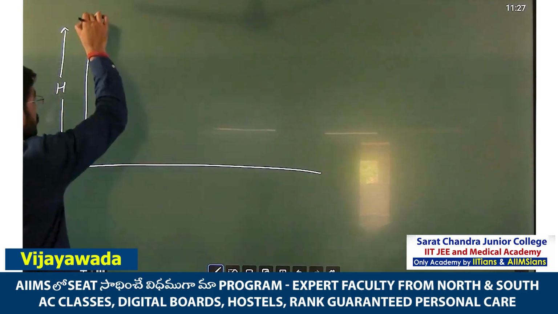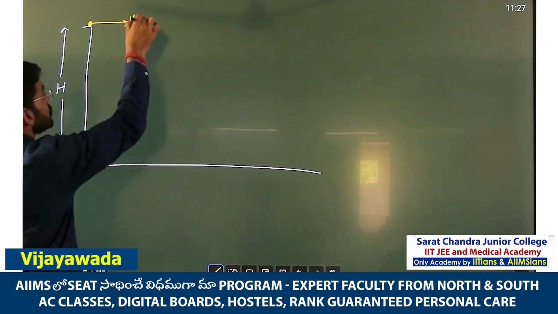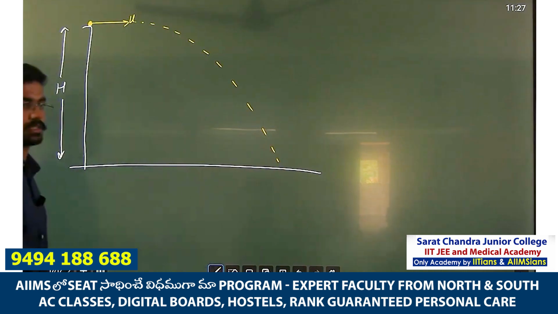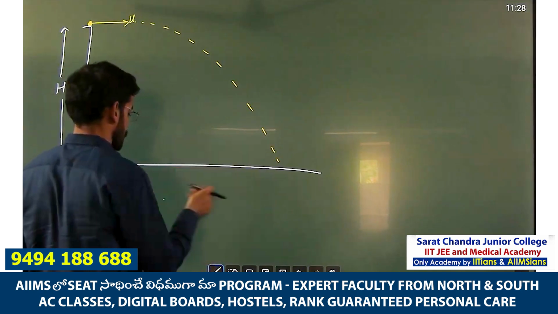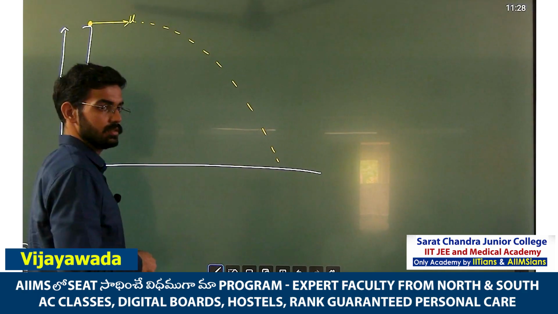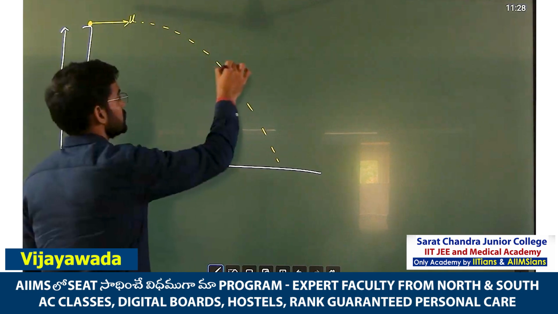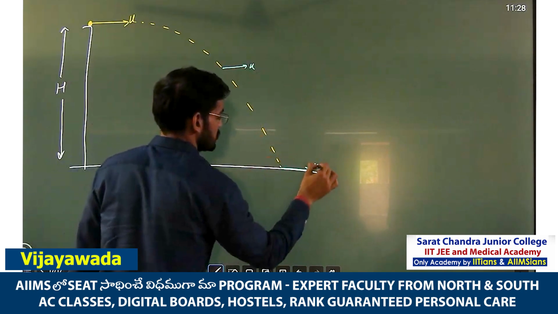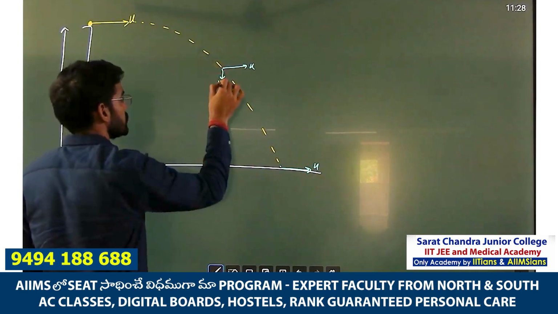Particle projected horizontally this side with u speed. The particle will go something like this, and we can calculate anything for this projectile. Now what will happen? First of all, acceleration is vertical, downward, right? So horizontal velocity is the same at any point, while hitting also the same u. Vertically it will slowly increase because downward acceleration is there.